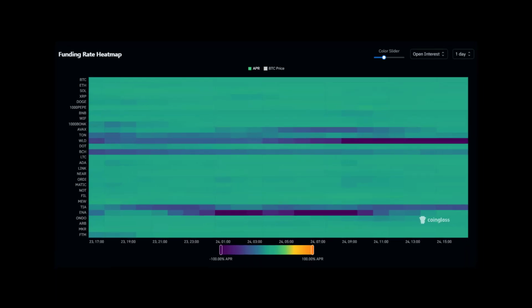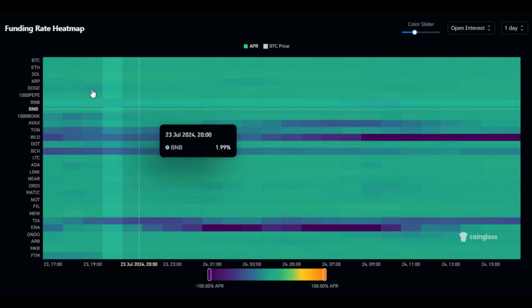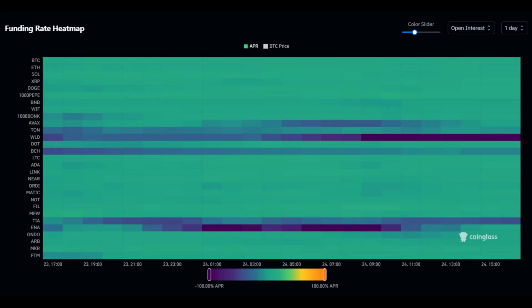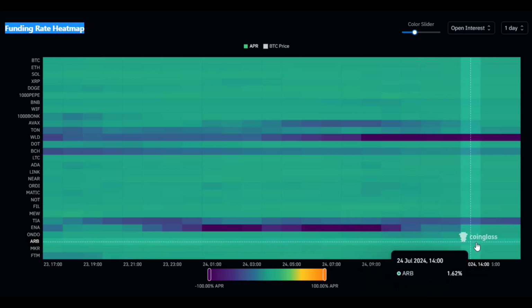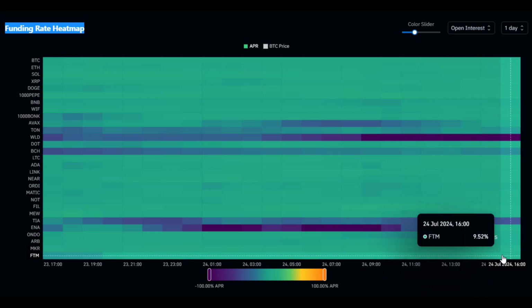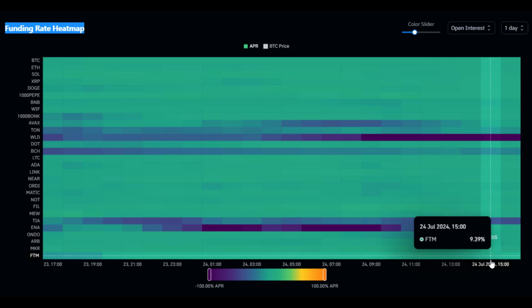So now that we have a good idea about how perpetual swaps work, I'll explain how the crypto funding rate heatmap works. Perpetual swap traders should keep a close eye on funding rates, because when those fees work against them, they can pay a lot of money to stay in their trades. As you can see here on this funding rate heatmap from CoinGlass, it color codes the yearly funding rates for different crypto perpetual swaps over time.